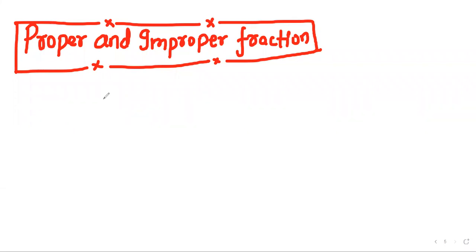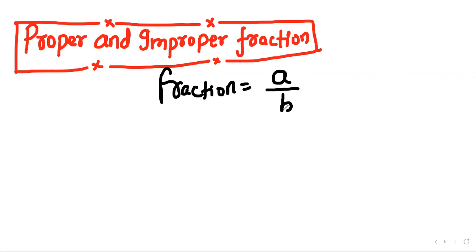I want to give you a glimpse of a fraction. What does the fraction mean here? First of all, everyone knows that a fraction is in the form of a over b. We study it like a by b, or a over b. This is how we study the fraction, right? The top of the fraction is called the numerator, and the bottom of the fraction is called the denominator.